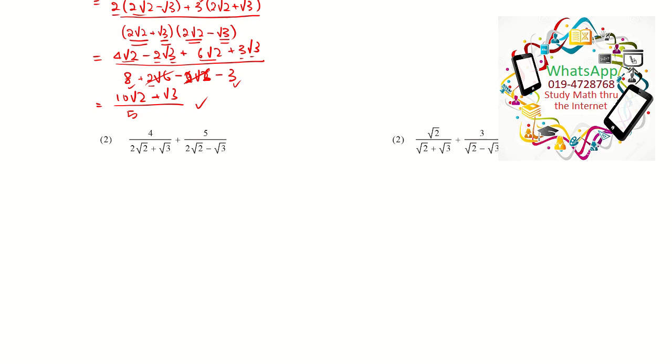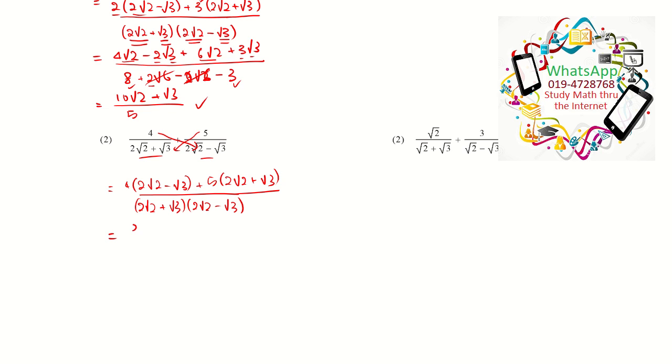Okay, same number 2. The denominator, you multiply both together. 2 root 2 plus root 3, 2 root 2 minus root 3. 4 you times by this. 4 times 2 root 2 minus root 3. Okay, then 5 you cross multiply with this, plus 5 2 root 2 plus root 3.